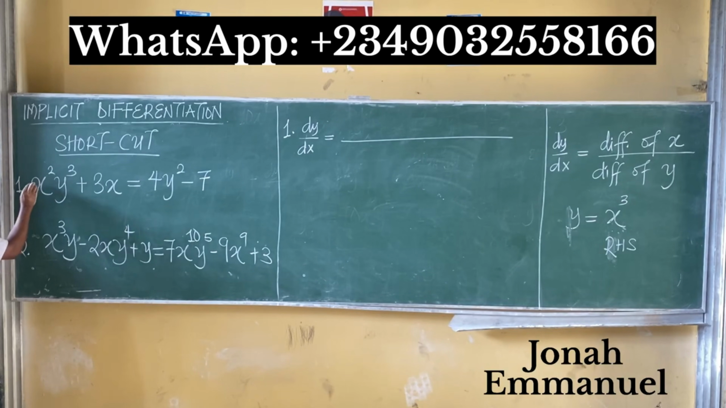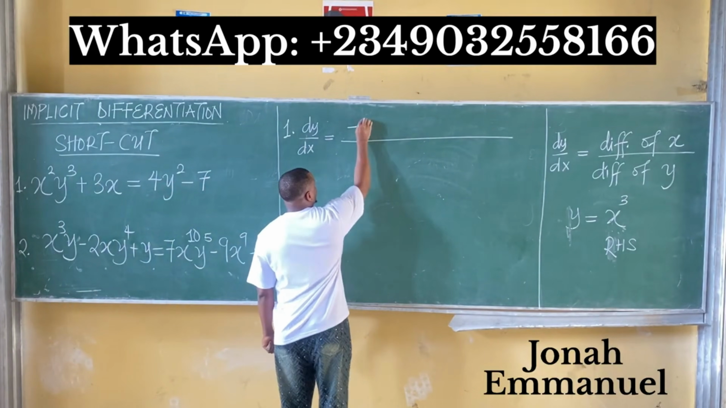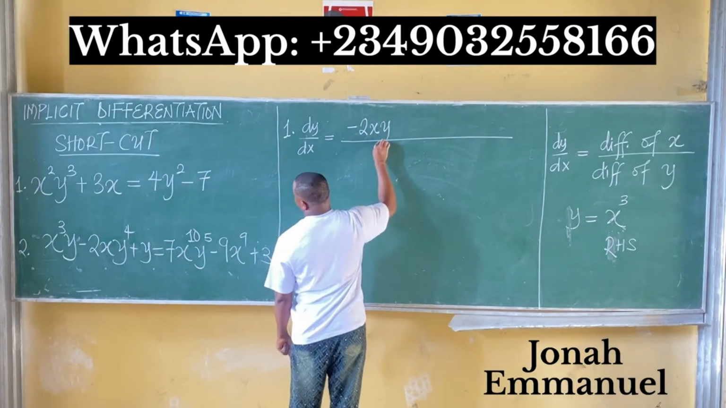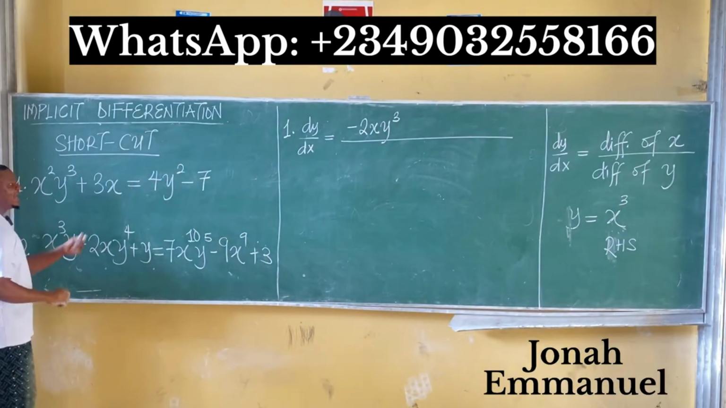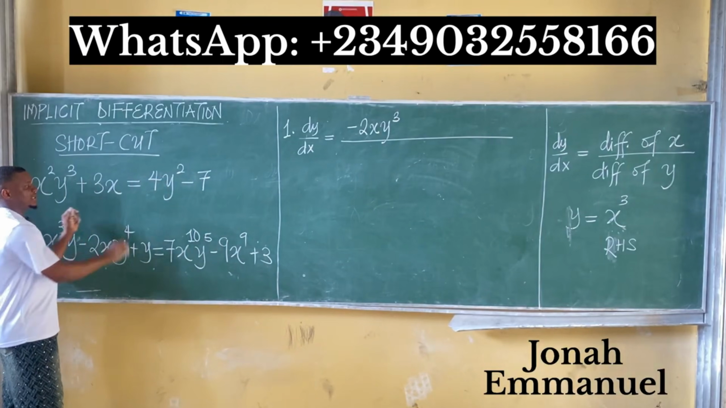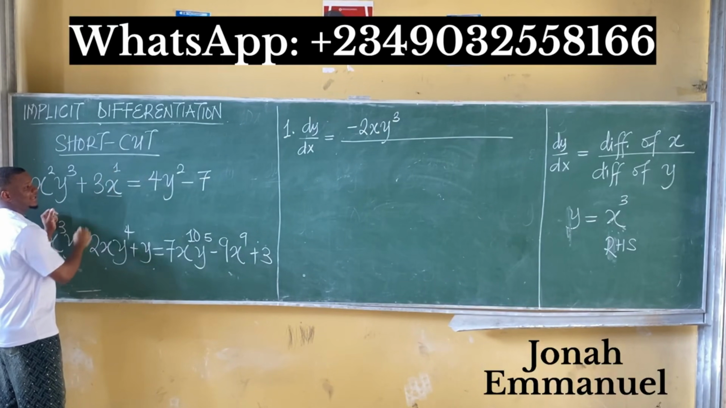Differentiate x squared here. What do you get? 2x. 2x times y cubed gives you 2xy cubed. What is my sign here? The sign changes, so it becomes minus 2xy cubed. Okay, I'm done with that x. I have another x here. Differentiate x: you have 1. 1 times 3 gives you 3.